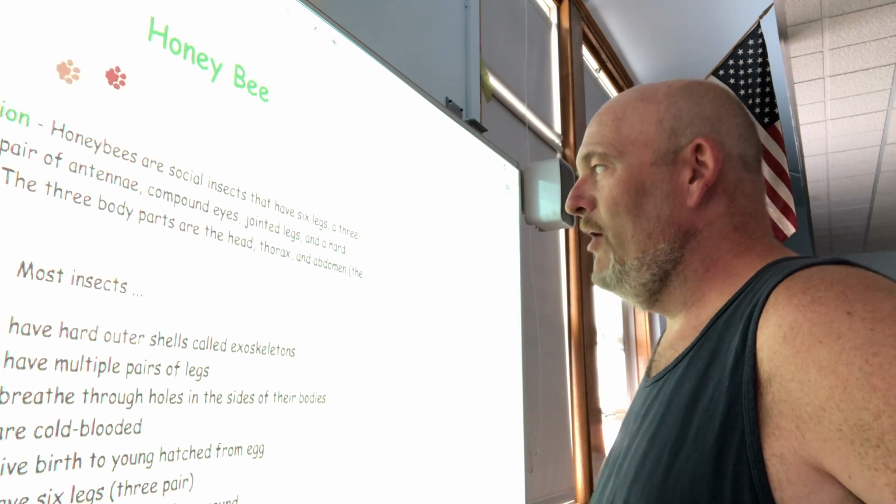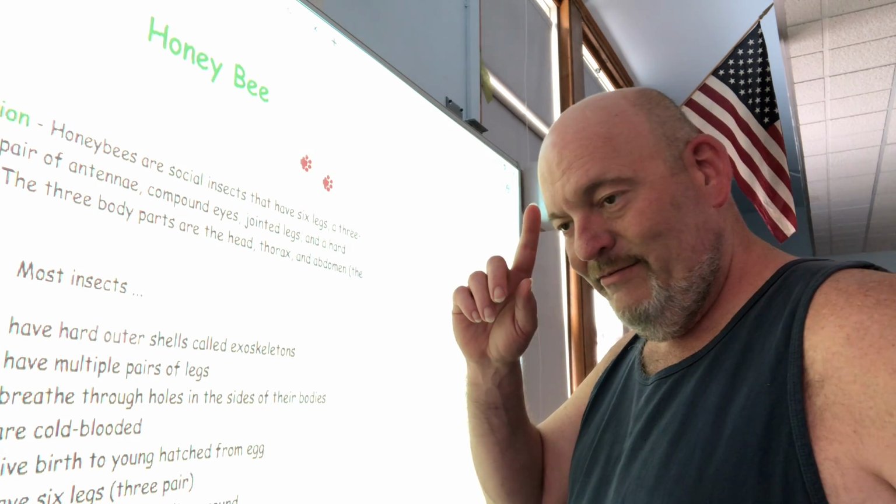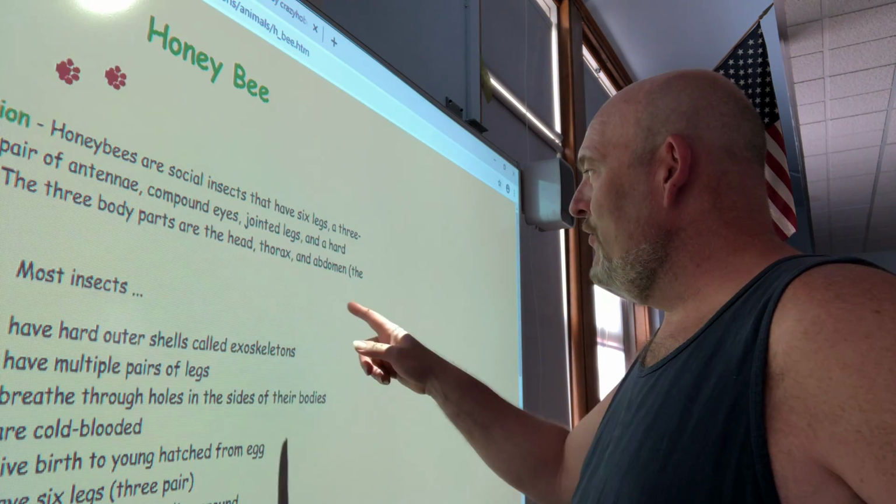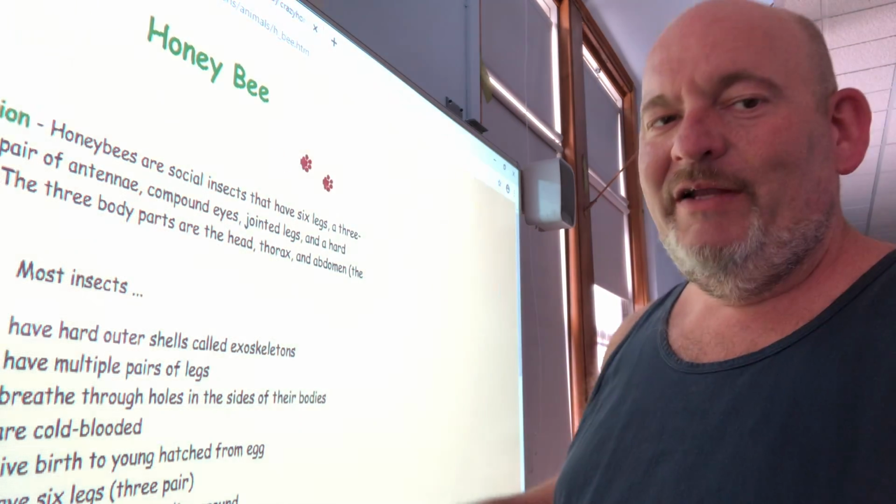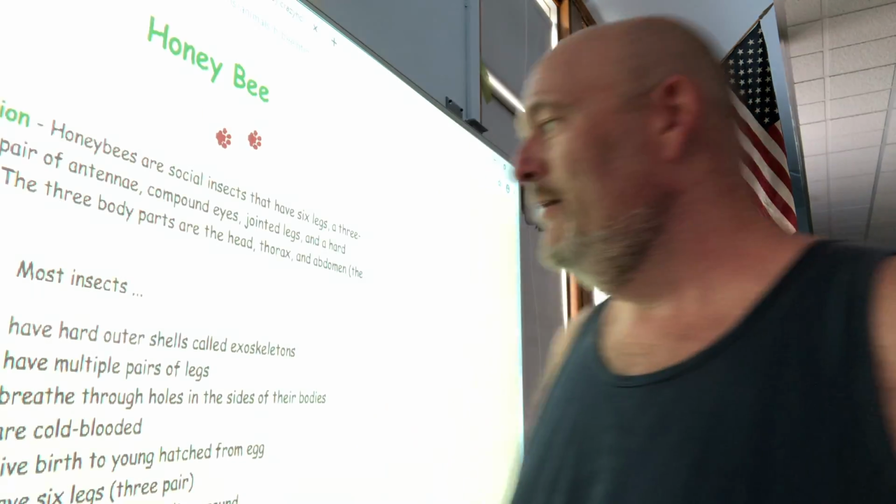The 3 body parts are the head, they have a thorax, and an abdomen. They have an abdomen like our stomach is an abdomen, but the thorax contains a lot of the gear that they need to collect pollen to make honey. And also the stinger is in the thorax. Be careful.